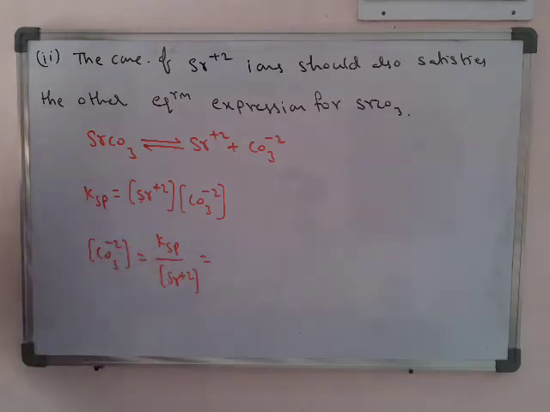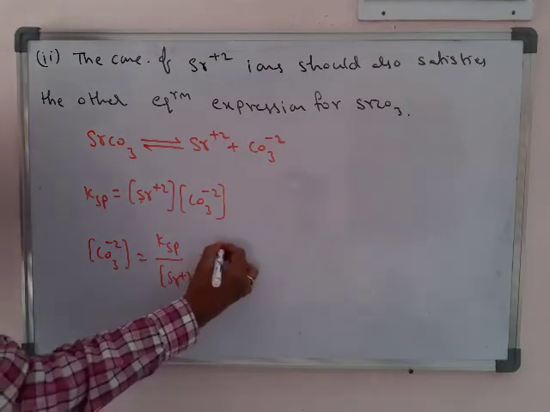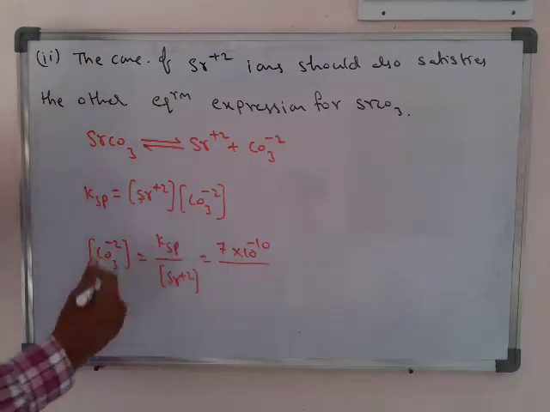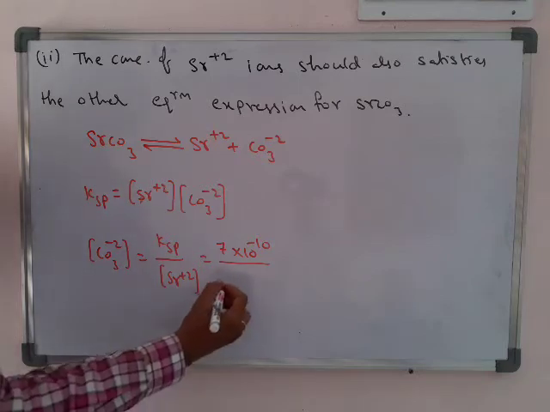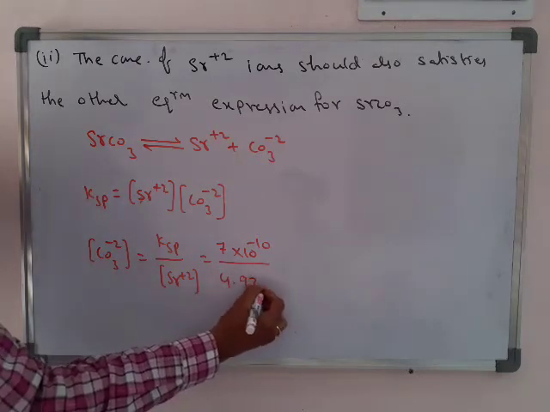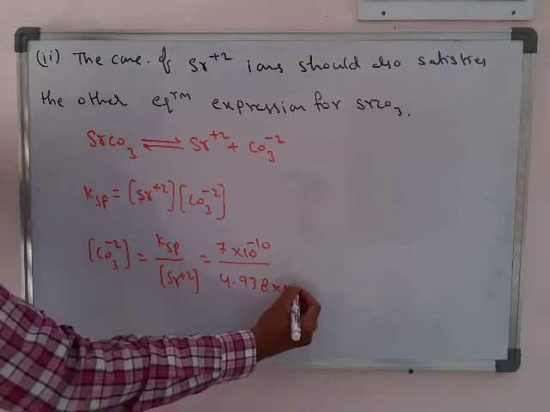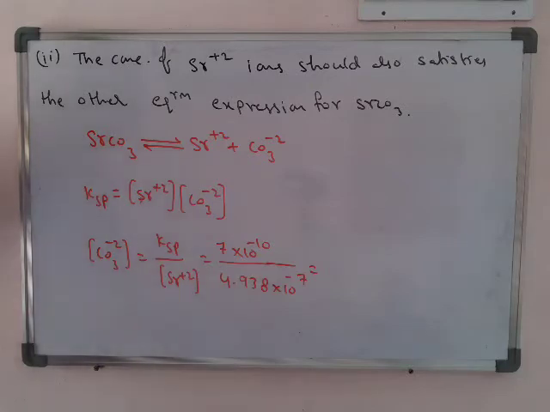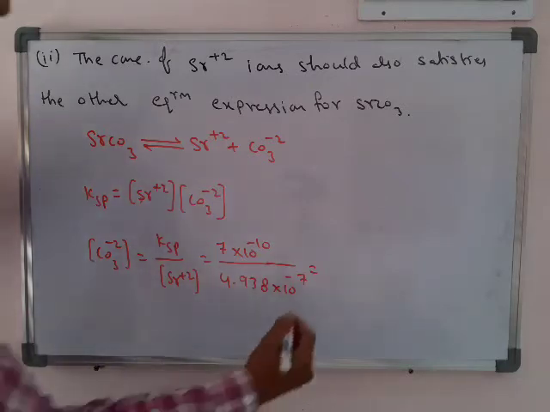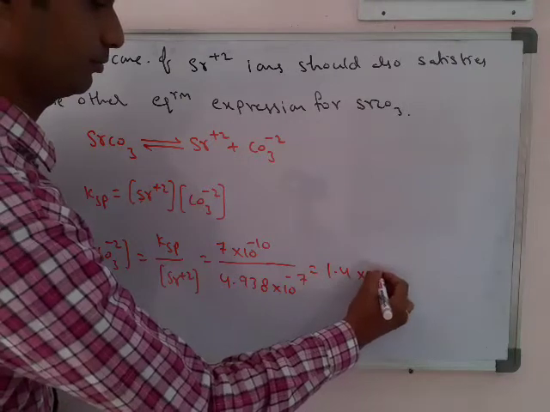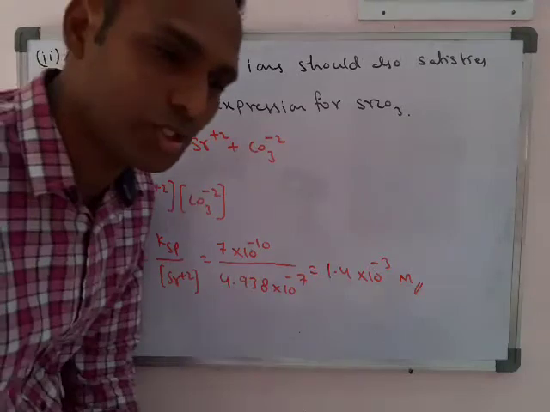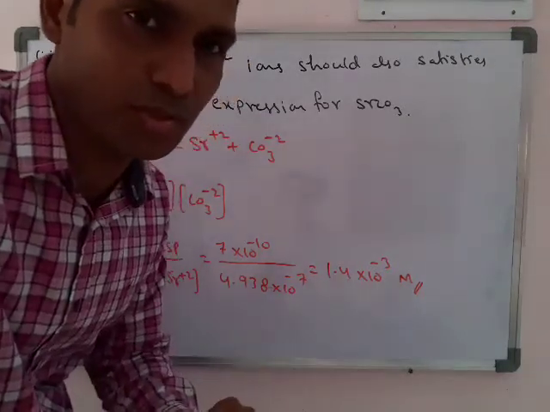So what is the KSP given for it? 7 into 10 power minus 10. Then what is Sr plus 2? Just now we calculated the Sr plus 2 concentration, that is 4.938 into 10 power minus 7. On the overall calculation we will get 1.4 into 10 power minus 3. So this is the carbonate ion concentration in that mixture solution. Okay.